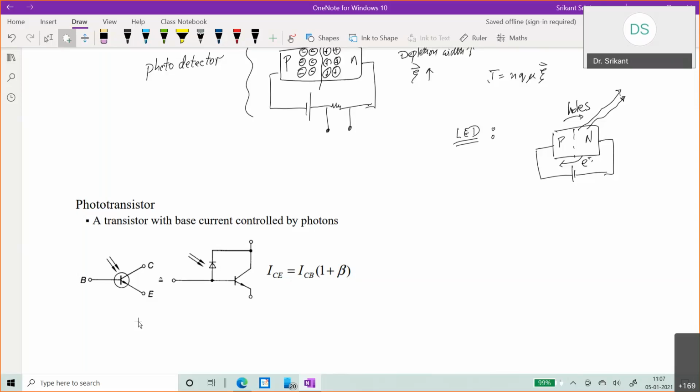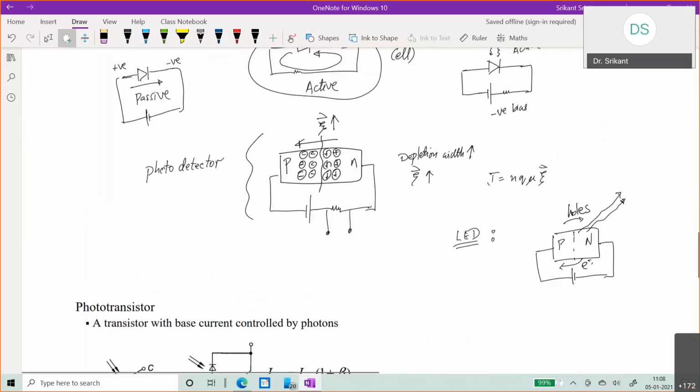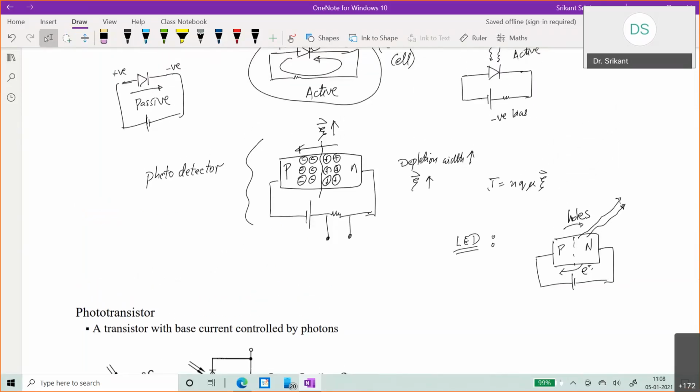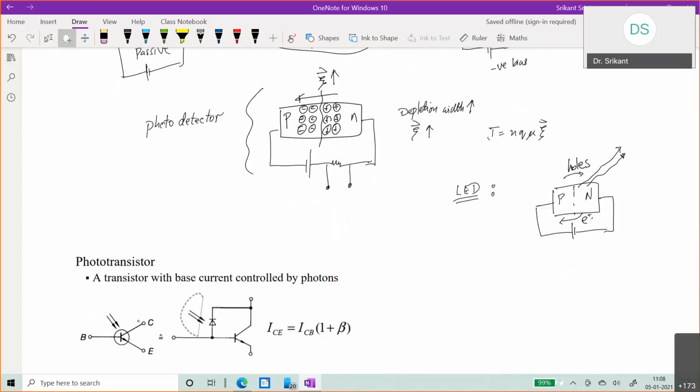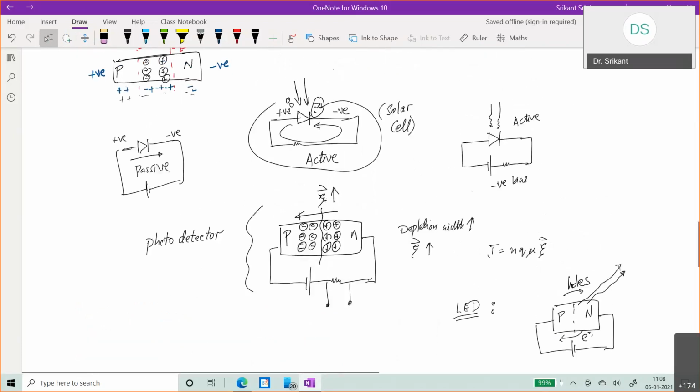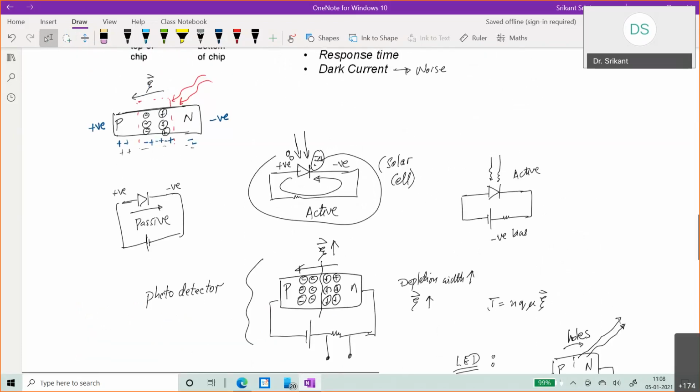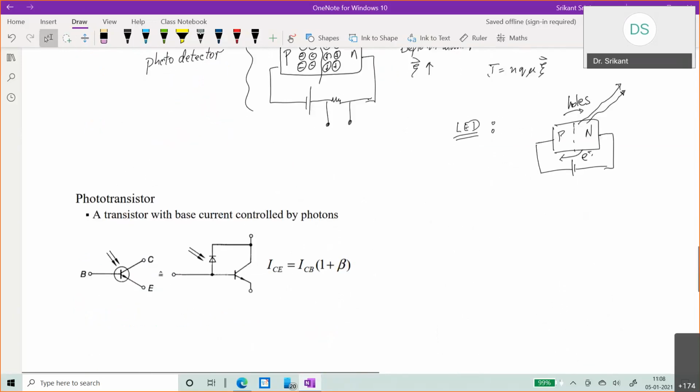But what's different between this and the diode is that in the case of the diode, which was the portion over here, what we saw was that if I shine some light on the diode, then I have some carriers which are generated. In this case, we have taken it one step further. I've shone some light on the diode, carriers are generated, and the current has got amplified now.